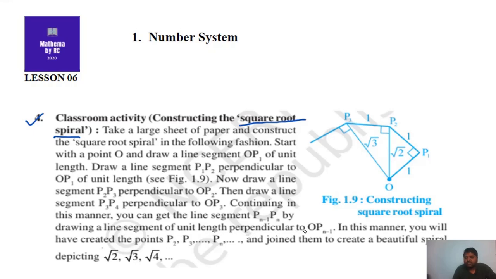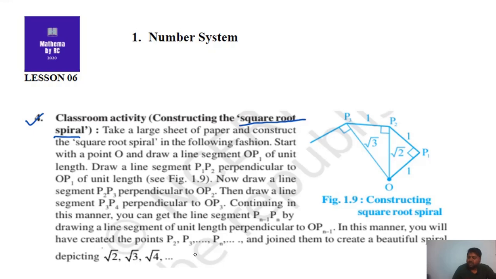length perpendicular to OP(n-1). For example, P(n-1) is P2 when n is 3, and OP(n-1) is OP2. In this manner we create the points P2, P3 and Pn, and join them to create a beautiful spiral depicting root 2, root 3 and root 4 and so on.